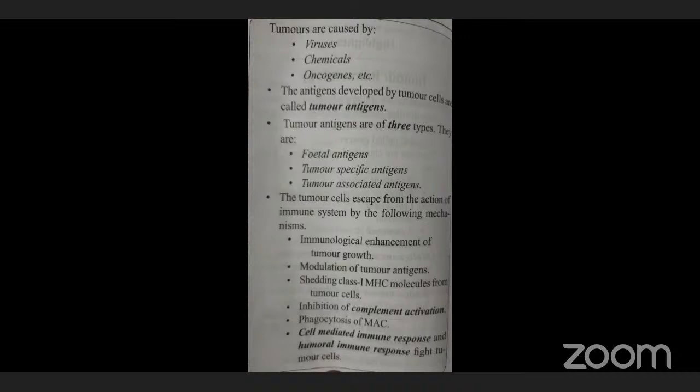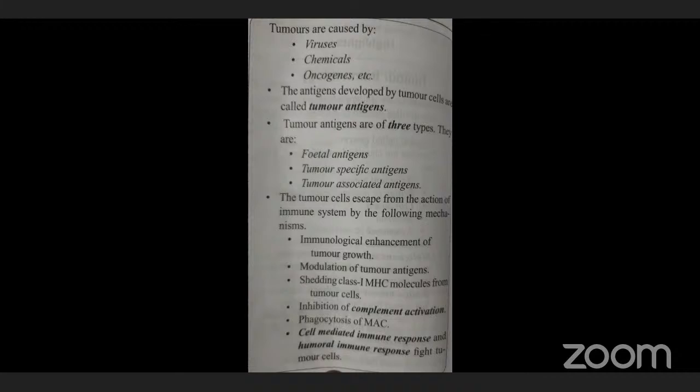Then chemicals. Many chemicals, like methylcholanthrene, can cause a variety of tumor antigens. Many chemicals come under carcinogens, like mercuric chloride and so many dyes, dyeing agents, which also come under chemicals. The next one is oncogenes.